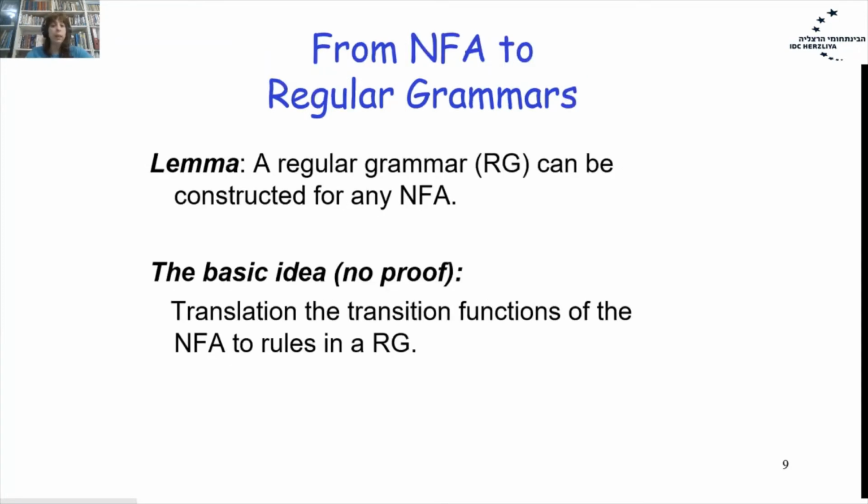So let's start by moving from NFA to regular grammar. We will use the following lemma: a regular grammar, RG, can be constructed from a non-deterministic finite automaton. The basic idea, without any proof, is the following. We will translate the transition function of the NFA into rules of the regular grammar. Each transition will be translated to a new rule.